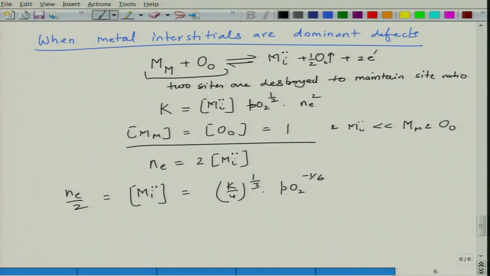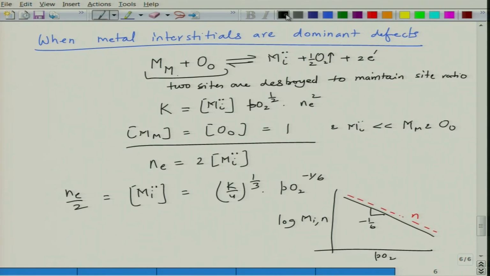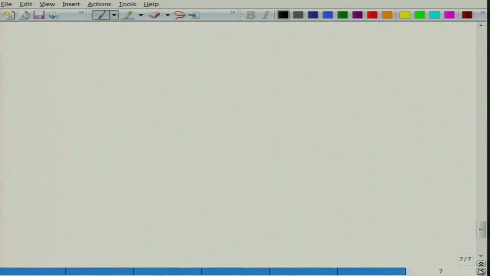Again you can make the plot, and the plot will be similar to the previous plot, where you plot Ne and Mi both on a log scale as a function of PO2. As you increase the PO2, the metal interstitial concentration will decrease. This is the electron concentration, this is Ne and this is Mi. Now, a little tricky one is what happens when both of them are present.